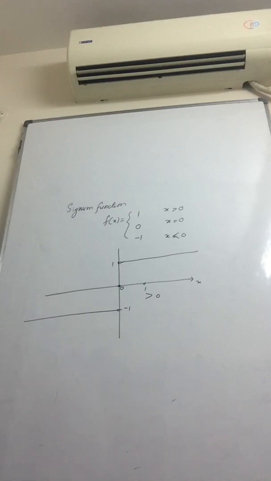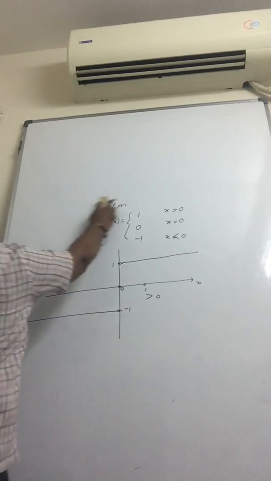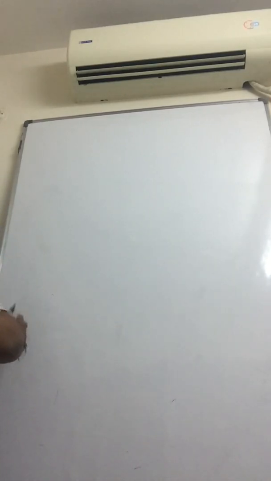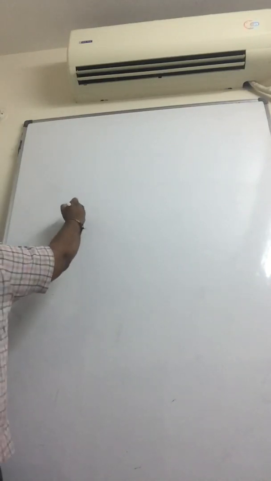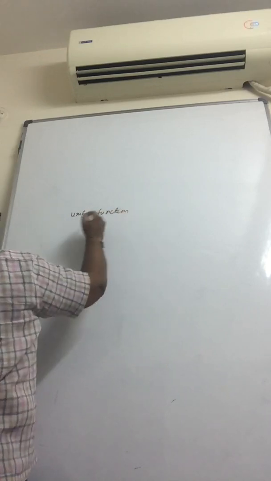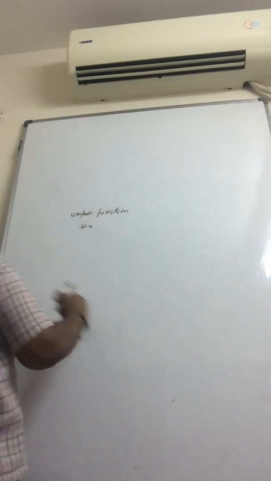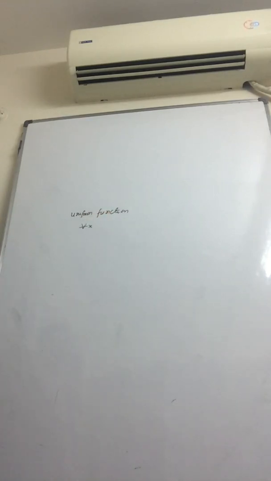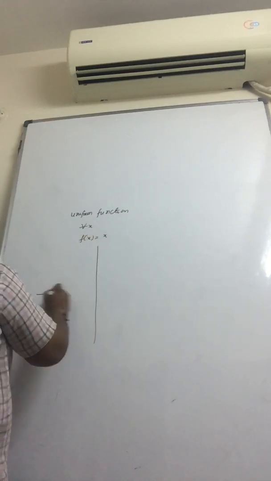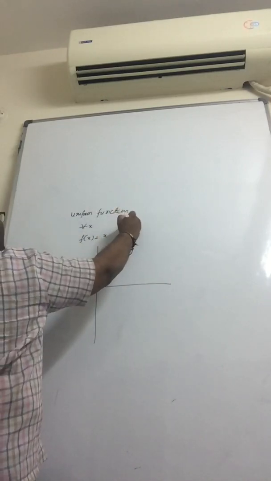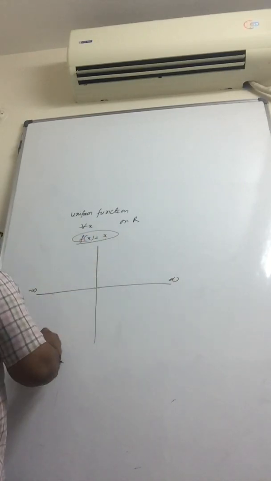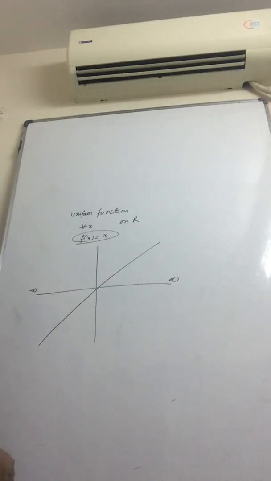So let us discuss the remaining graphs. The uniform function. For all x, the same function is defined, we say that it is uniform. What I mean to say is, f of x is x. You want to define the function on real numbers, that is from minus infinity to infinity. Only a single function is there. So this is the uniform function.